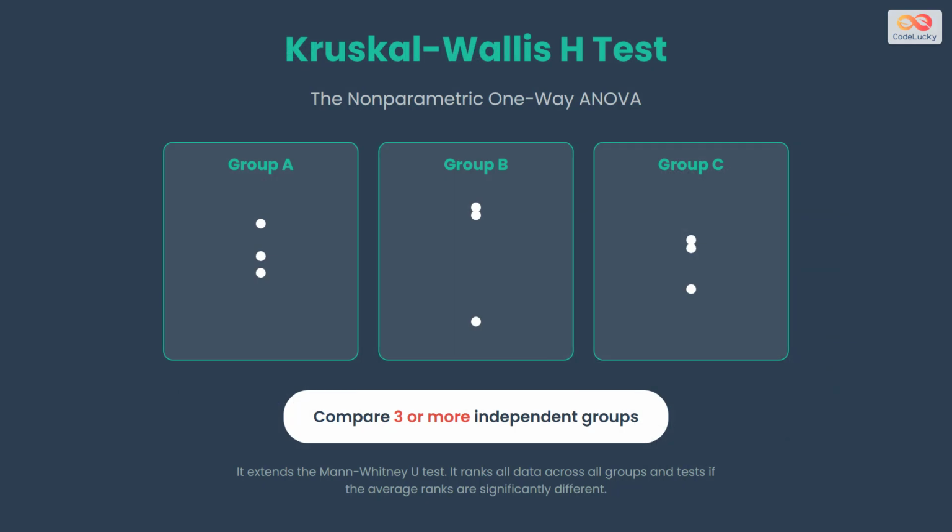What if you have more than two groups? That is where the Kruskal-Wallis H Test comes in. It is the nonparametric version of the one-way ANOVA. Whether you are comparing 3 distinct diets or 4 different teaching methods, if your data is skewed, this test ranks all the data points across all groups to see if they originate from the same distribution.